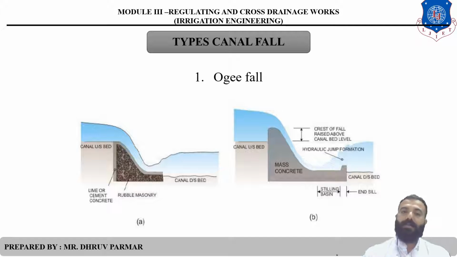First one, ogee fall. That ogee fall was constructed by Sir Proby Cautley on the Ganga Canal. This type of fall is used to dissipate the energy of flow and reduce the velocity of that flow. As per the diagram, you can easily see that there are hydraulic jump formations. Due to the hydraulic jump formation, the flow energy is dissipated and the velocity is reduced. But these are not used nowadays because of the clogging problem.